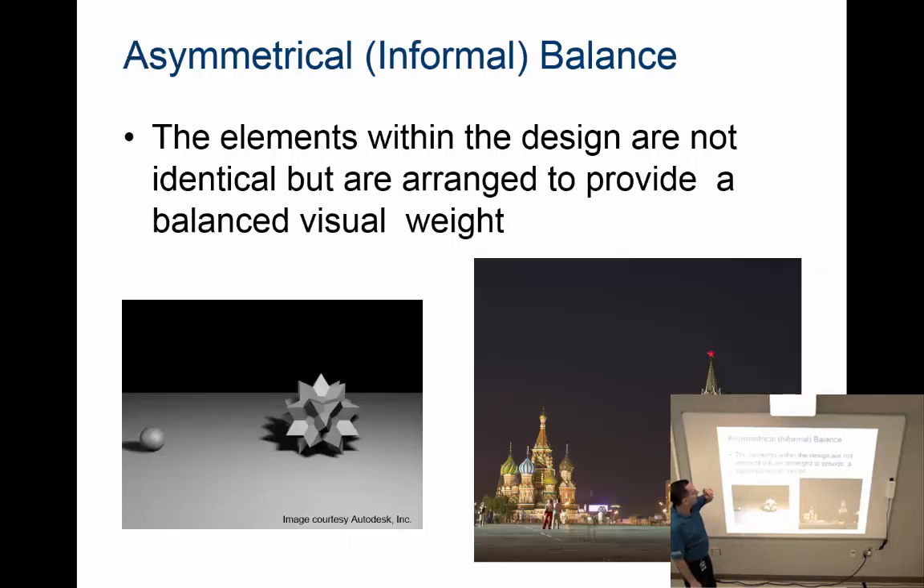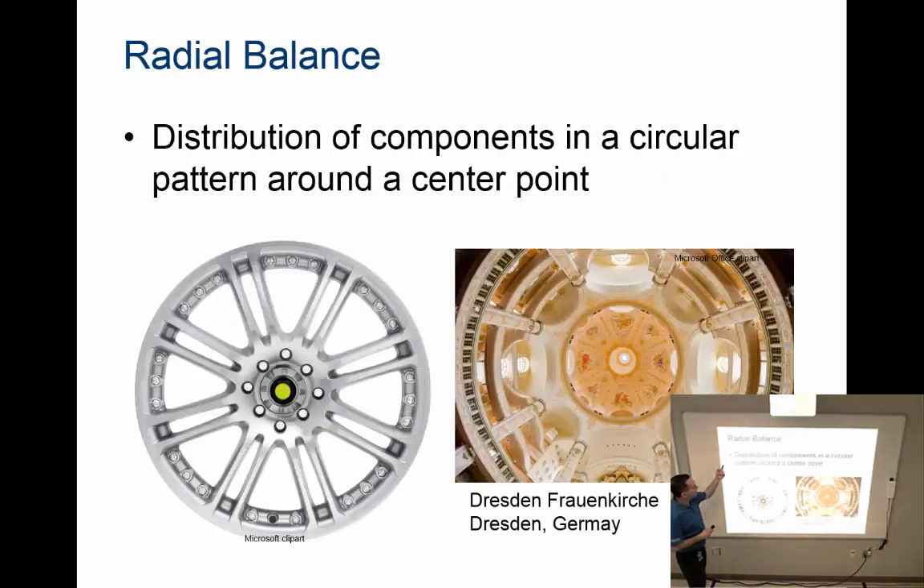Asymmetrical or informal balance, in this case, the elements within the design are not identical, but are arranged to provide balanced visual weight. So again, I put the axis in the middle. The two sides are not exactly the same thing, but as far as visual weight, they're about the same. So that's described as having asymmetrical balance. And then finally, radial balance. Radial comes from the term radius, I think circles automatically. And basically, it's the distribution of components in a circular pattern around a center point.